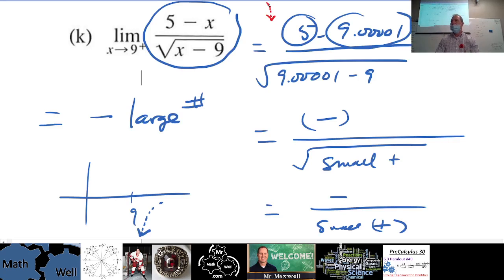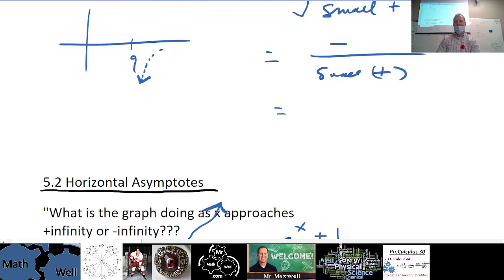Just look at positive, negative, and if something's small, something's large. And you may have a very small number on top. A small number divided by a regular sized number is going to be a super small number, okay?